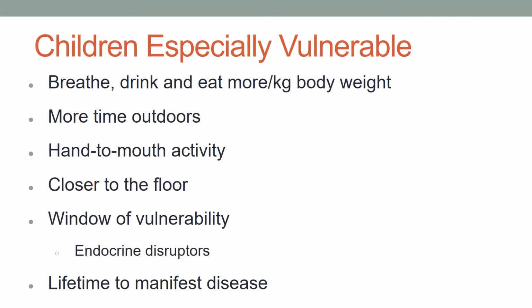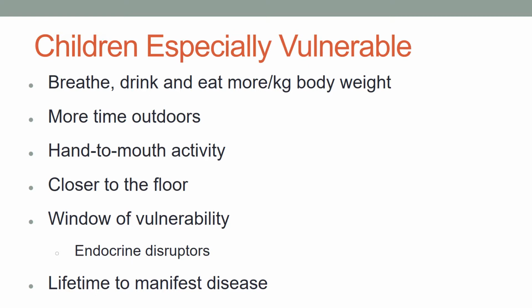Children are especially vulnerable to exposure to toxic material. If we look at the physiology of children, for each kg body weight, children tend to breathe more air, they have a higher minute ventilation, so they're exposed to greater concentrations of air pollutants. They drink more water and they eat more food per kg body weight than adults do. Children also spend more time outdoors, so they have a greater exposure to toxins.